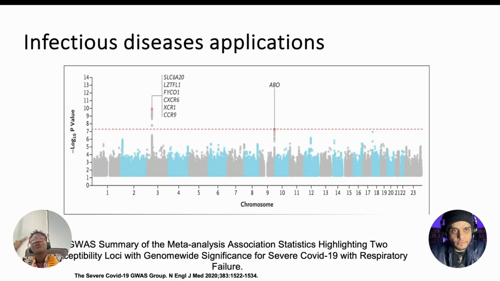Now, it goes beyond obvious genetic traits and conditions. Even with infectious diseases, you can have applications here. For instance, there's a genome-wide association study that was done at the height of COVID, and there were certain areas that lit up in the genome. For example, the ABO locus, and that has to do with the blood group, the ABO system.